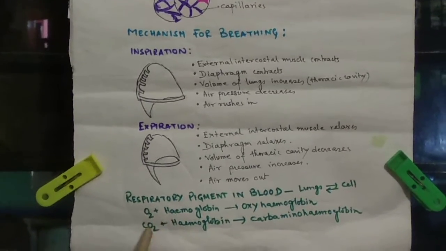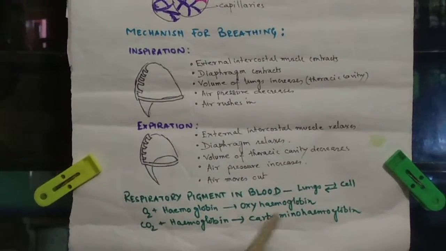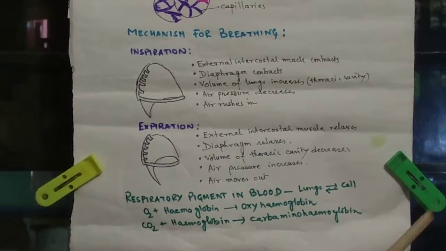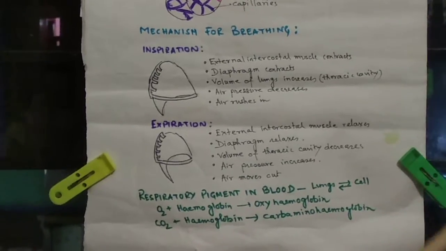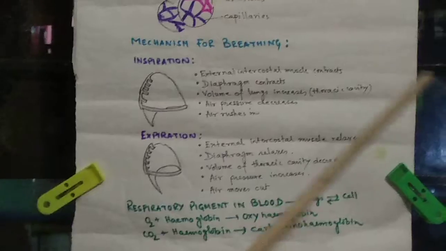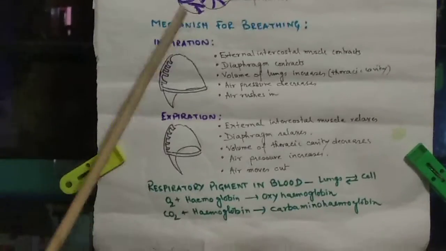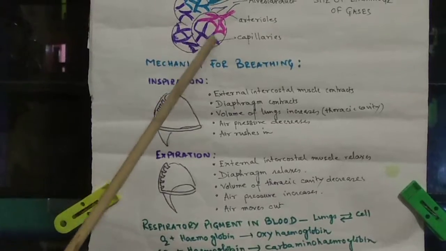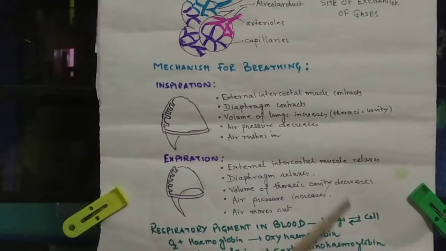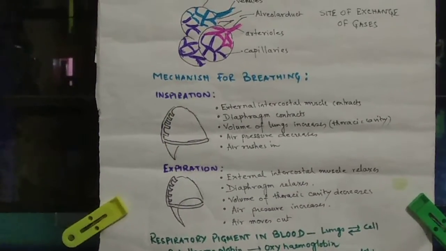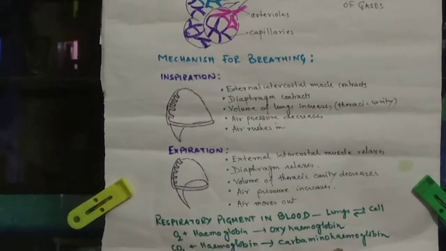It also combines with carbon dioxide and forms carbaminohemoglobin, and thus carries carbon dioxide from the cells to the lungs, or the blood vessels encircling the alveoli. The carbon dioxide is also carried by the plasma of the blood.